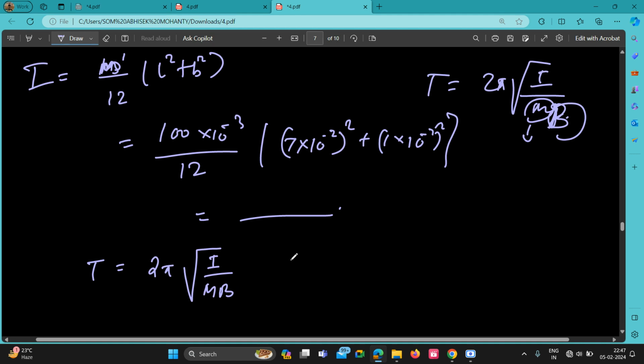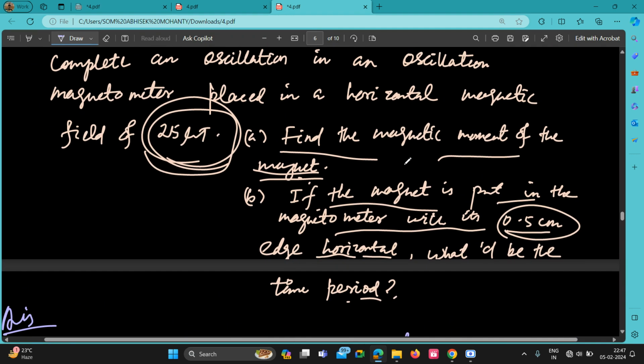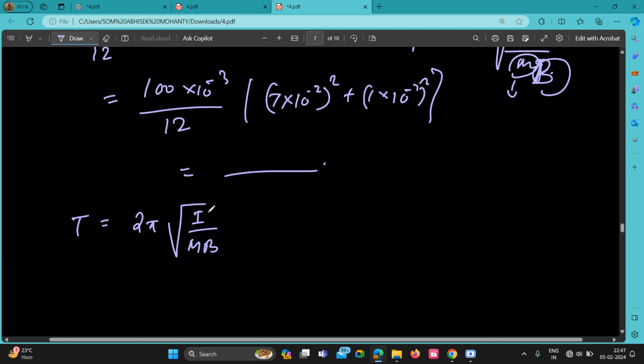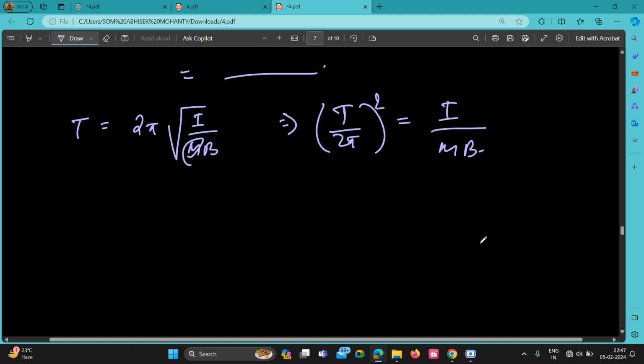T = 2π√(I/mB). So what do we need from here? The first case: find the magnetic moment of the magnet. Magnetic moment, easily we can calculate m. Everything, let's take to that side: T/2π. This root will become a square, I/mB. So I is equal to mB (T/2π) whole square.